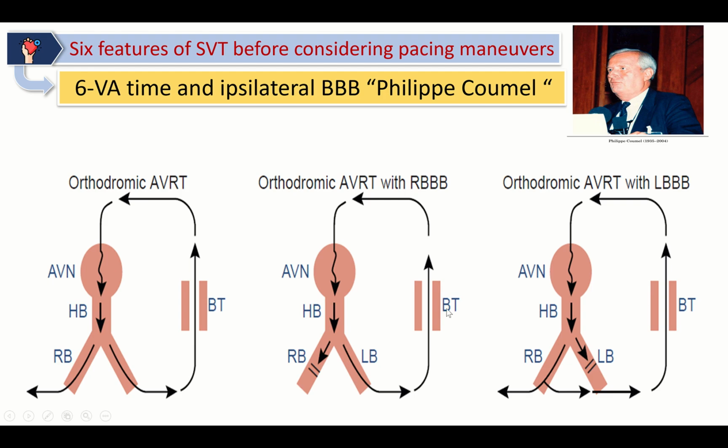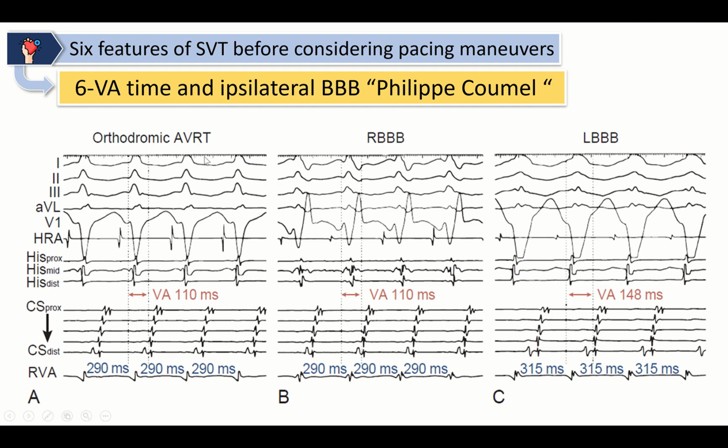No change at all. On the right panel, we can appreciate left bundle block, so the impulse will go down the AV node, His bundle, then take a very long way, right bundle, ventricle, retrograde accessory pathway, and increase in VA time and tachycardia cycle length. This is the example: orthodromic accessory pathway, typical left bundle, left lateral accessory pathway, with earliest A at CS 1-2 and VA time 110.